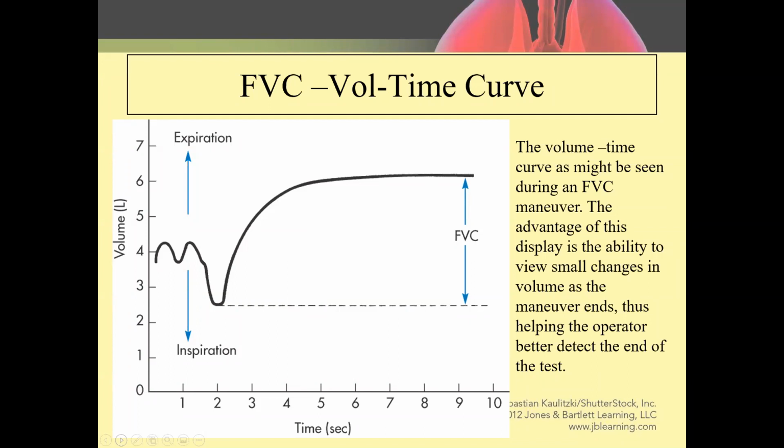And the advantage of it is its ability to view small changes in volume as the maneuver ends, thus helping better detect the end of the test. So there's advantages to it as well. And then you can see it looks about 9 seconds where the line has pretty much become horizontal. It's leveled off, but it took about 9 seconds to get there. Hence, the maneuver really needs to be a minimum of 6 seconds for an adult patient.